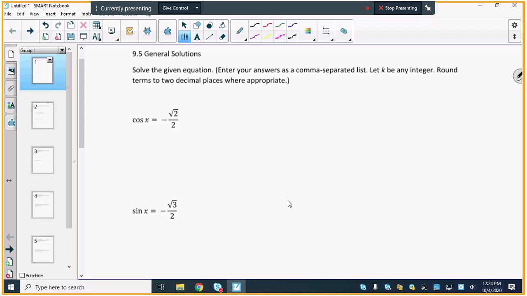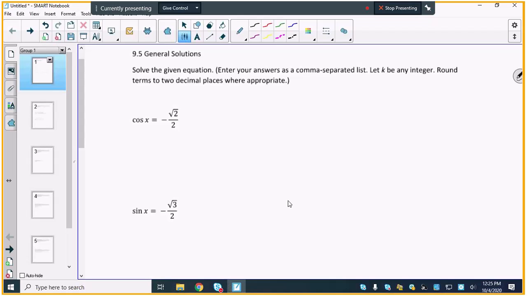So after every period unit, we are expected to repeat the same value. So we will learn how to write the solutions in a general format that encompasses all possible solutions for a particular trigonometric equation. So instead of talking about the general procedure of solving trigonometric equations, we'll start with specific examples and we will learn the process. The first example is cosine x equal to negative square root of 2 over 2.